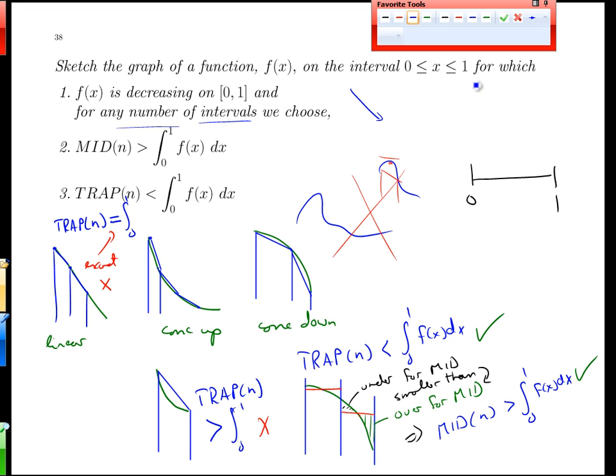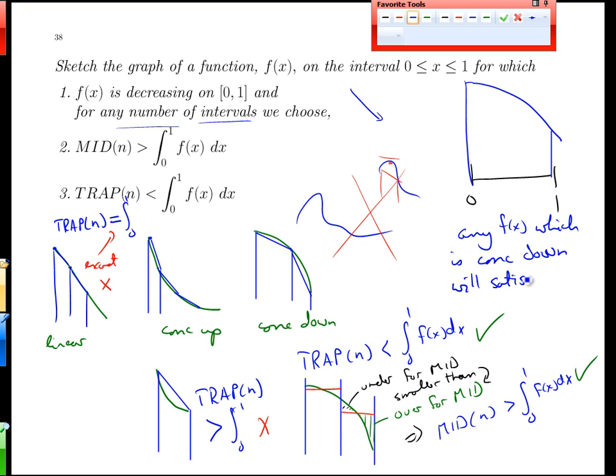But if we're looking for a function here that would satisfy the constraints here, decreasing and for which the midpoint rule is always larger and the trapezoidal rule always produces a lower than the exact estimate, then anything which is decreasing and concave down, we already know it's decreasing, we were told that. But any function which is decreasing and concave down will satisfy the requirements.